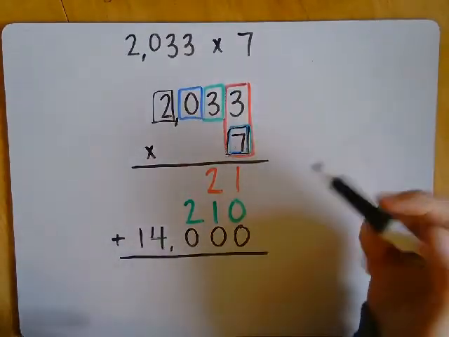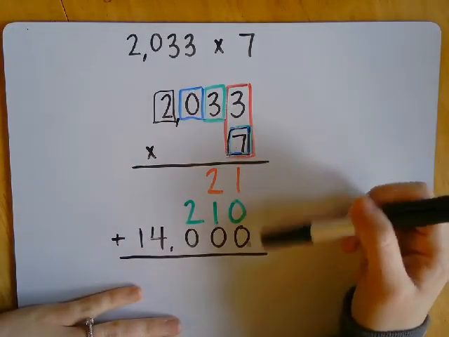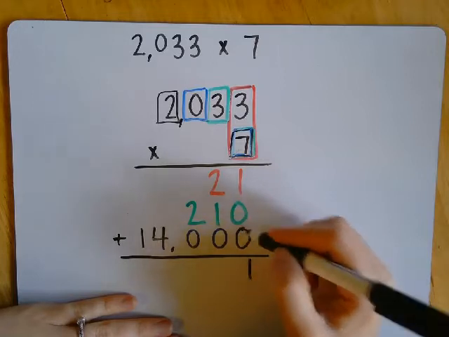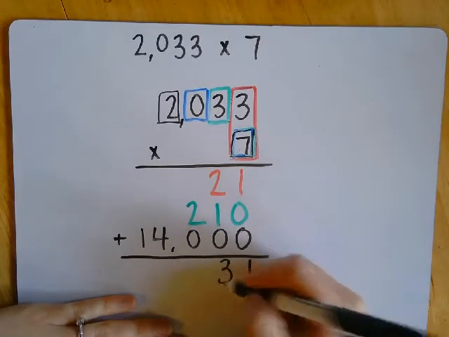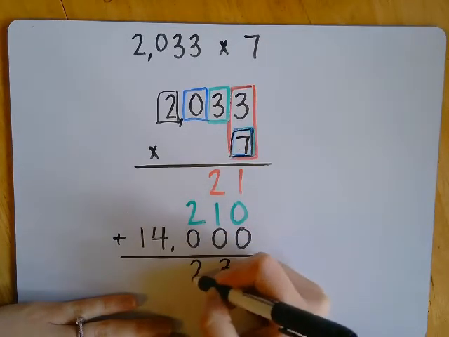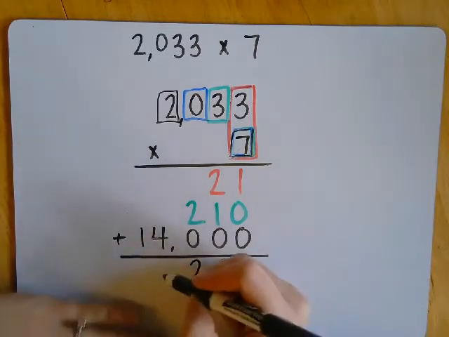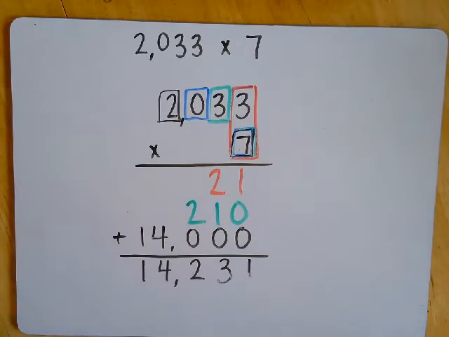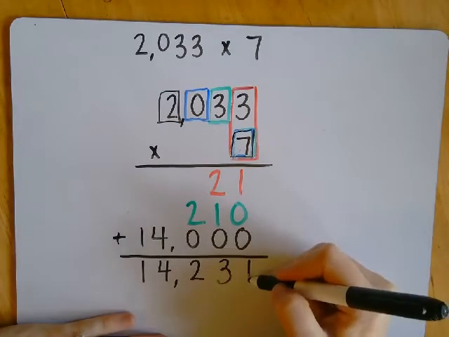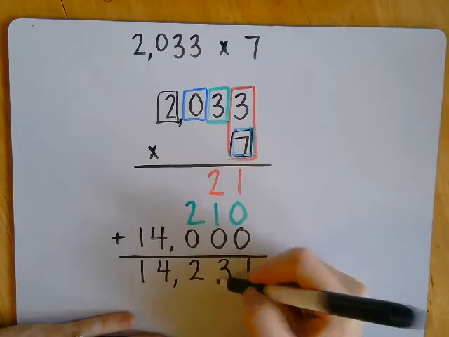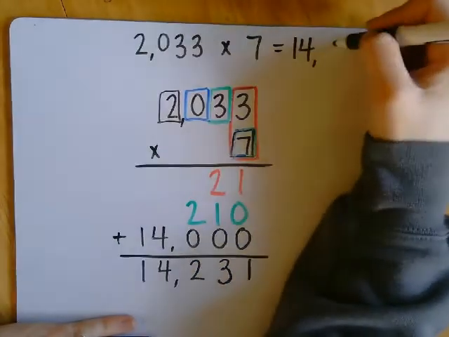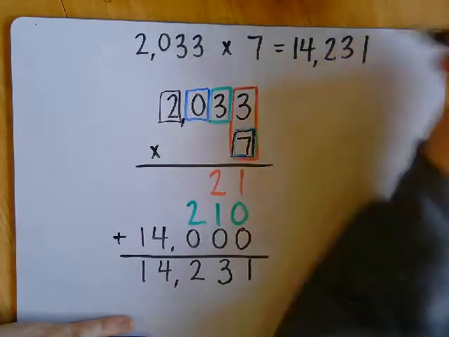All right, starting in the ones place, 1 plus nothing is still 1. 2 plus 1 is 3, plus nothing is 3. 2 plus nothing is 2. Nothing plus 4 is 4. Nothing plus 1 is 1. So 2,033 times 7 is equal to 14,231.